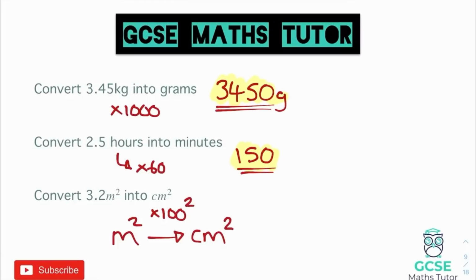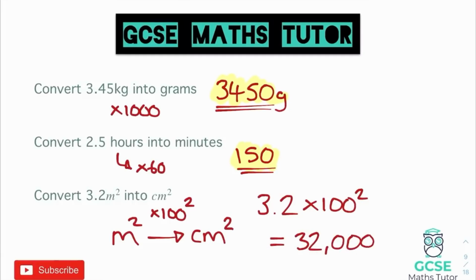And that would apply as well if it was a volume conversion, so we would times by 100 cubed instead. So for this one here, if we're converting 3.2 into centimetres squared, we just want to times that by 100 squared, and you can just type that in on your calculator, times 100 squared, and we get the answer 32,000. And that would be our conversion into centimetres squared.